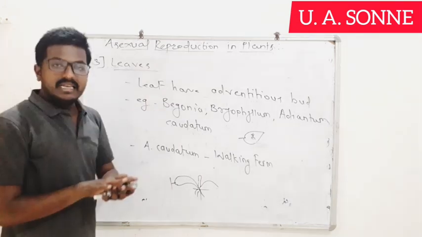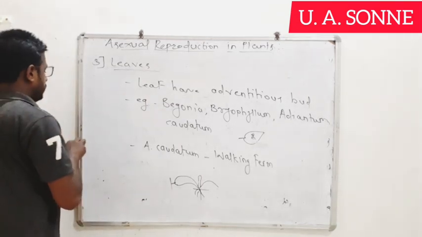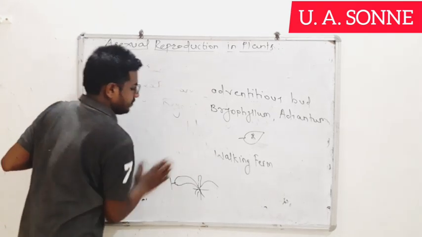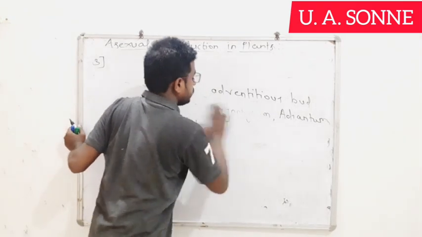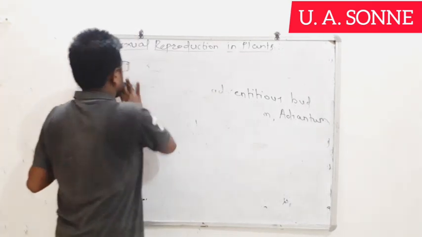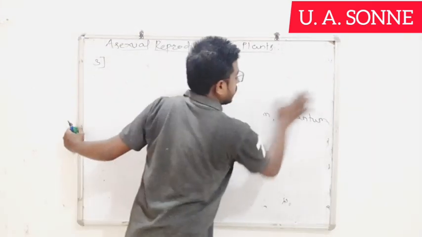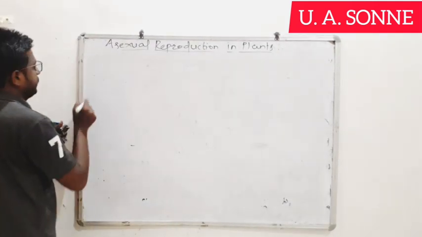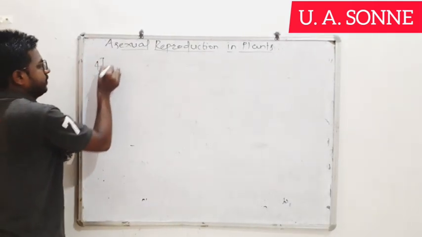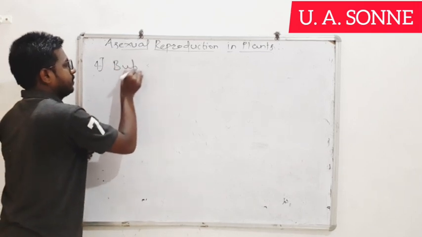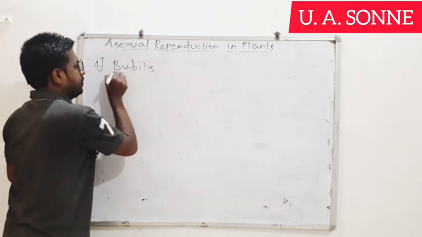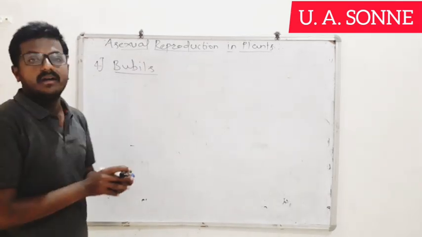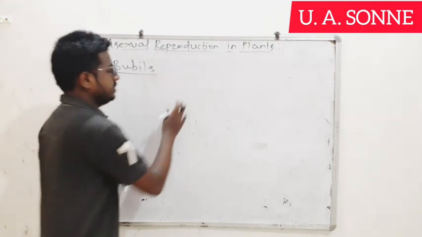This is about leaves. Next we will see vegetative propagation with the help of bulbils. Very first we have to understand what is a bulbil.